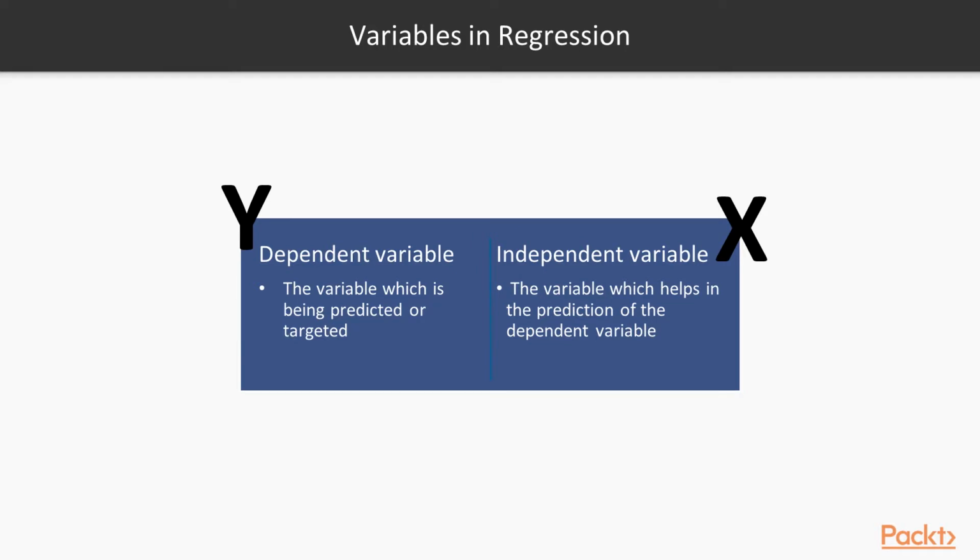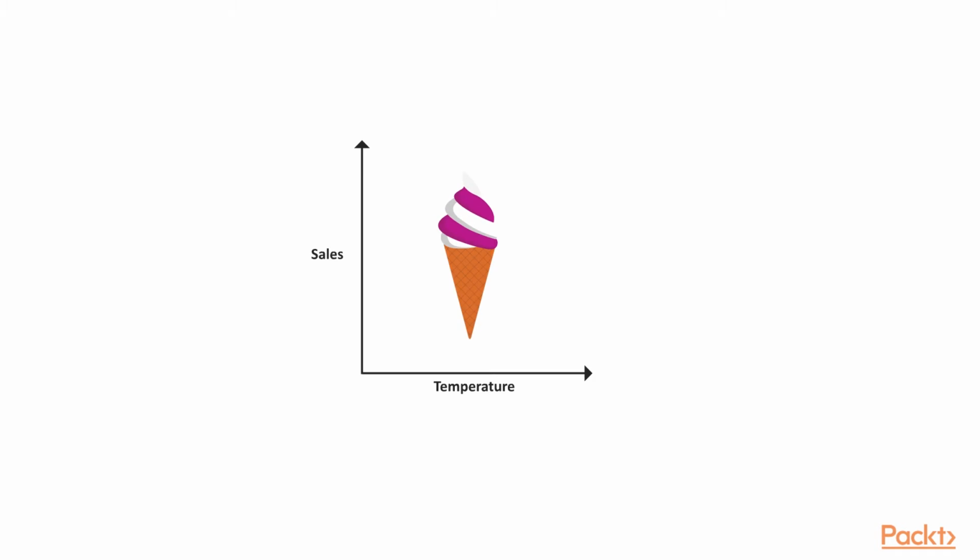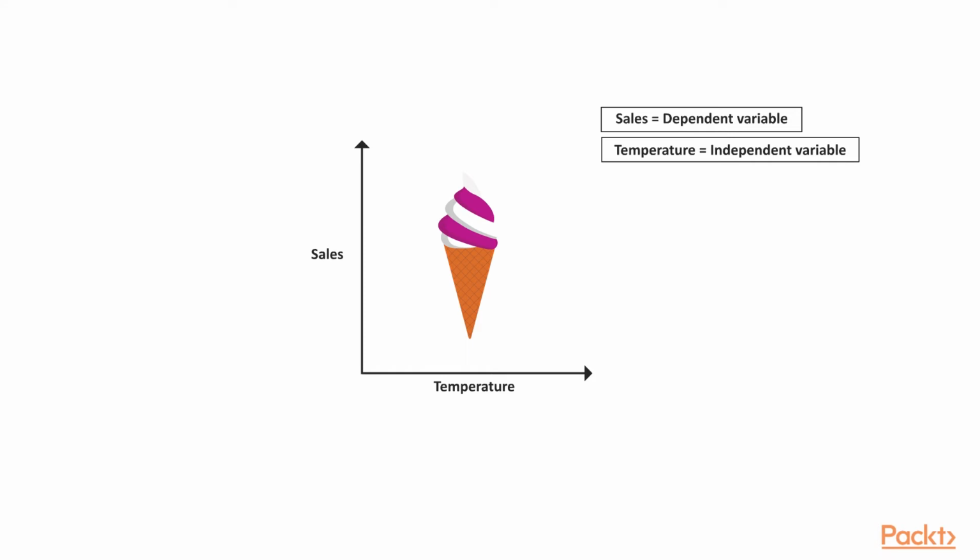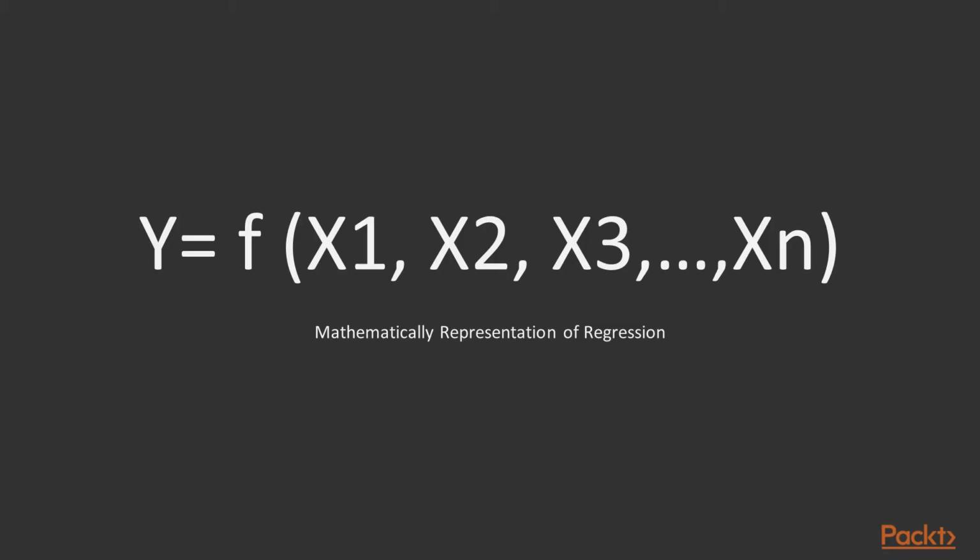Dependent variable is the variable which is being predicted or targeted. It is represented as y in the equation which we will see. Independent variables are the variables which help in the prediction of the dependent variable. It is represented as x in the equation. Say for example, given the data of temperature and sales, we can predict the sales of ice creams. Here, sales would be the dependent variable and temperature would be the independent variable. So higher the temperature, higher the sales of the ice cream.